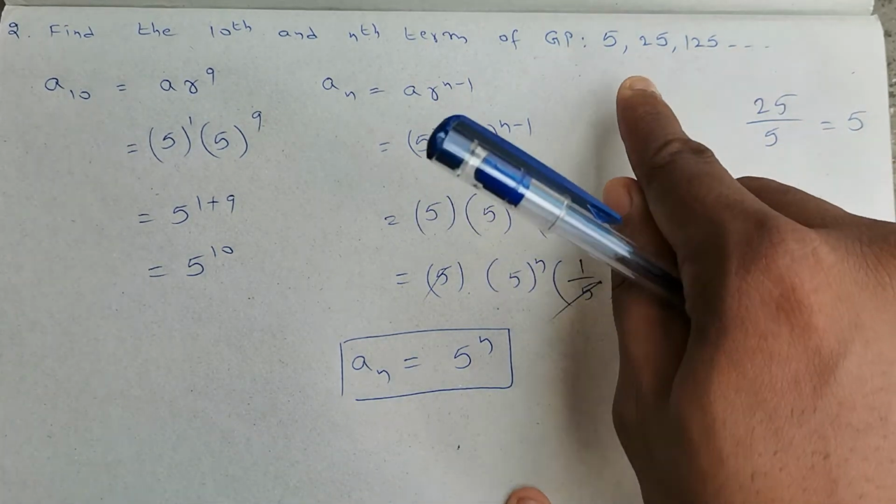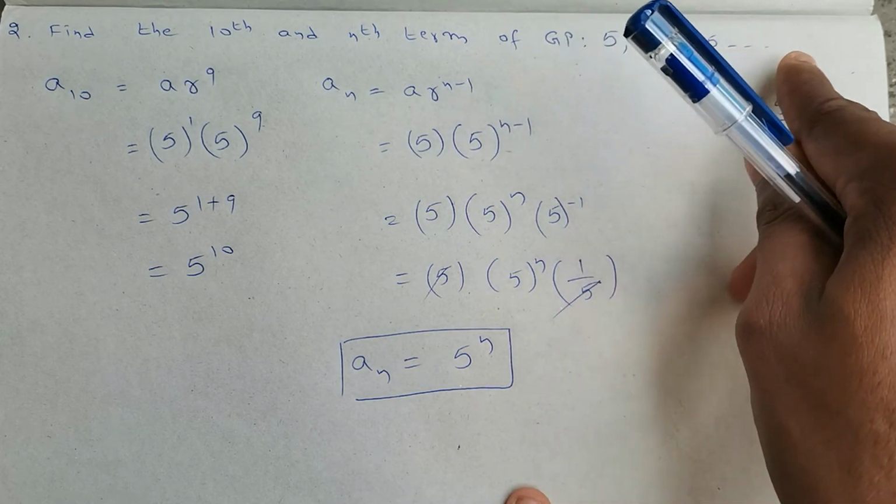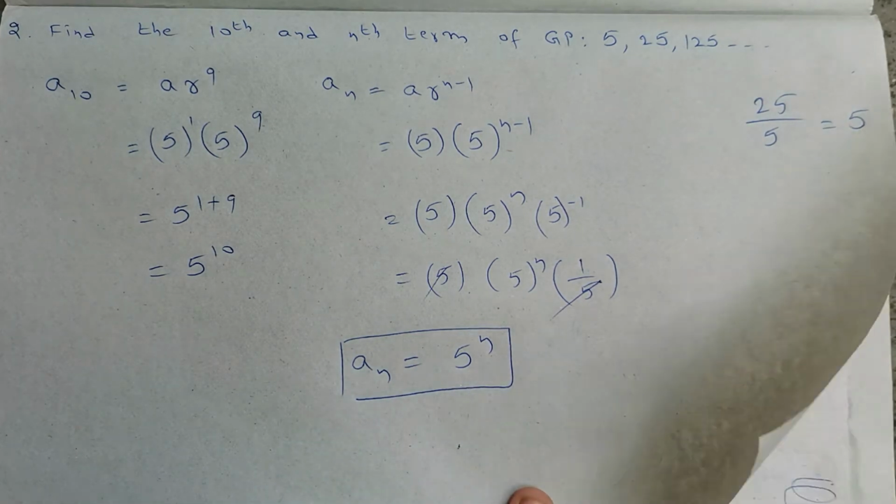Simply, we can say this is 5 power 1, this is 5 power 2, 5 power 3, next 5 power 4 and so on. So that's why our GP's nth term is 5 power n.